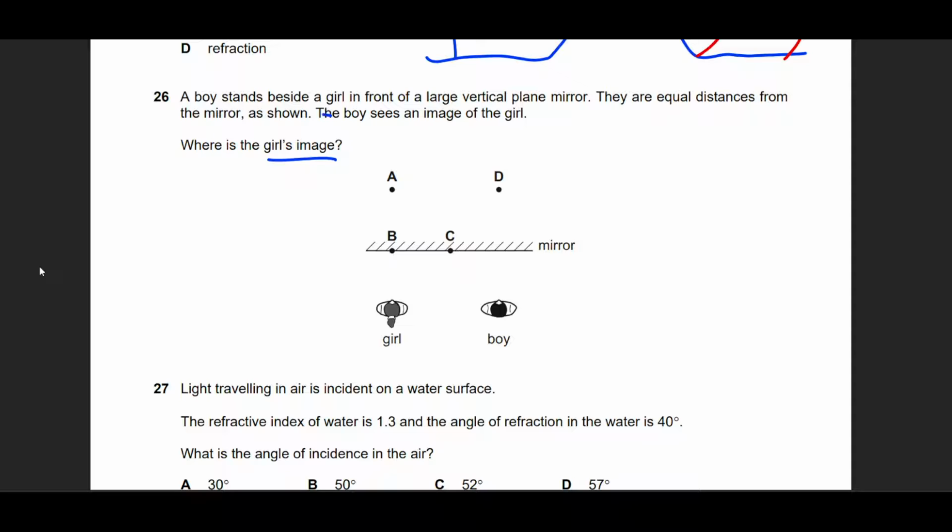We can see the boy sees, he says, the image of the girl. How will he be able to see this? So the image is formed at this location, and the boy will be able to look at this image by this method. Or you can say by this light ray is how the boy can observe the image of the girl. Okay. All right.